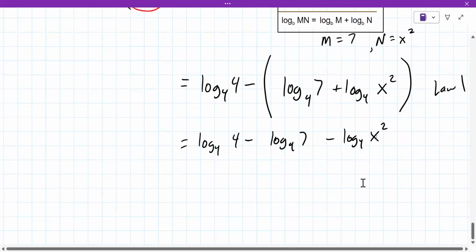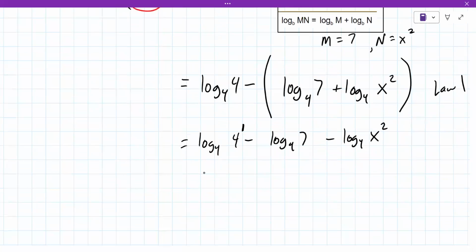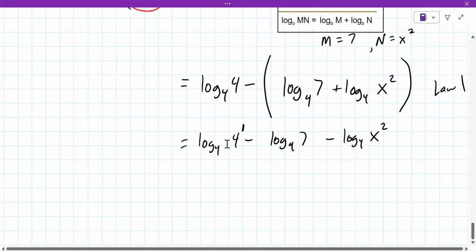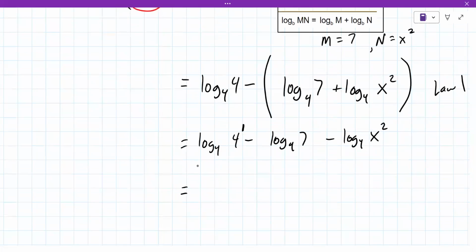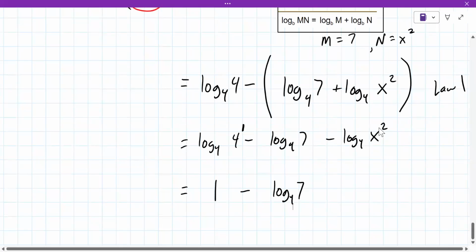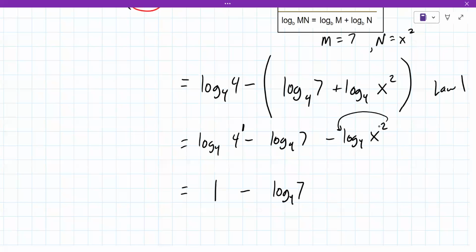All right. Now, a few more things we can do. There's really a 1 above the 4. Would you agree with that? Yeah. And these bases are the same. Okay. So this first one just becomes the 1. Now this 2 above the x squared also can come out in front. This becomes minus 2 log base 4 of x, and that's law 3.